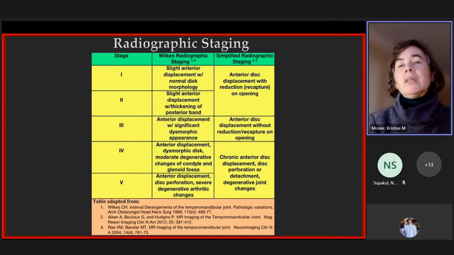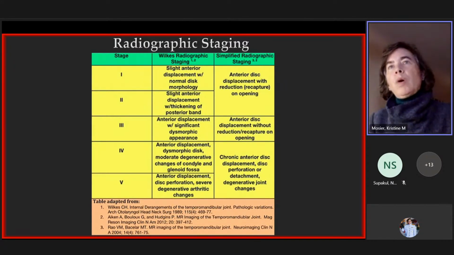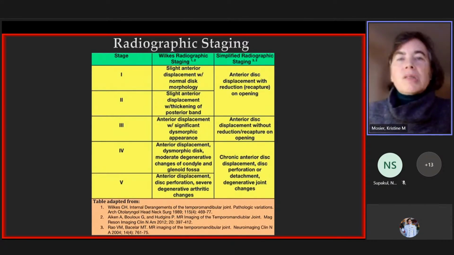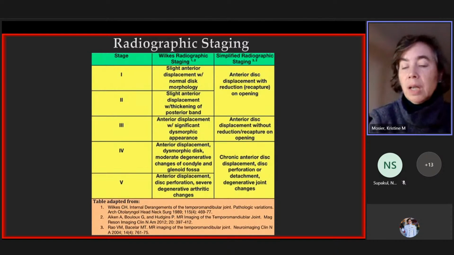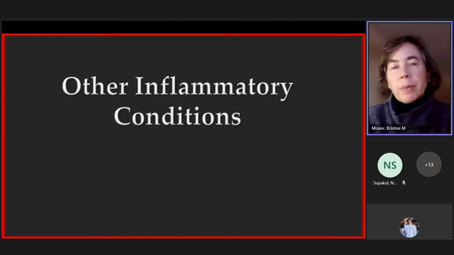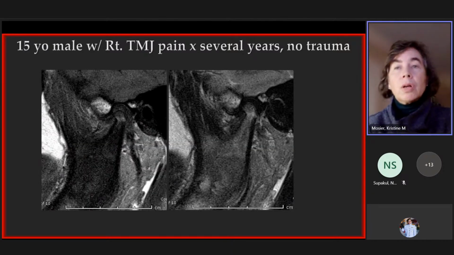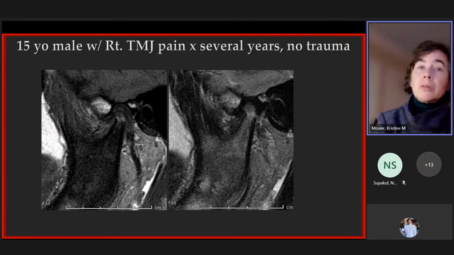So this is kind of the staging that we used. And really the template that I showed you earlier will capture these staging elements sufficiently for diagnostic staging. Now, what I want to do is just finish up the last few minutes with comparing and contrasting what we've seen with common degenerative joint internal derangements of the temporomandibular joint with other inflammatory conditions that we may encounter in the adult, but in particular the pediatric population as well.